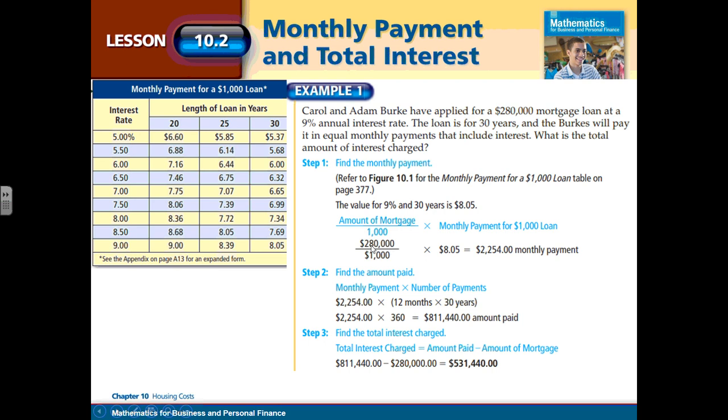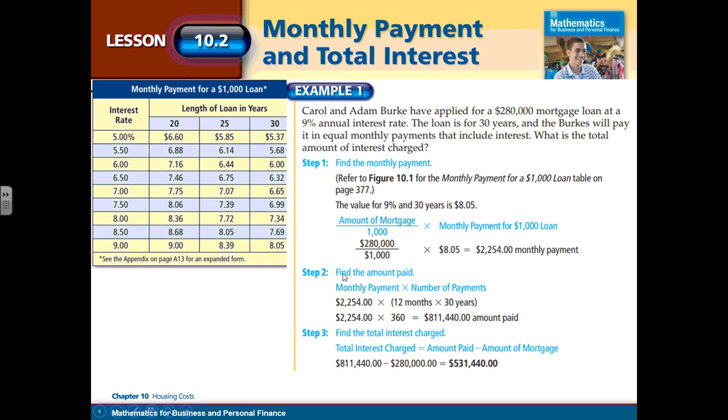$280,000 mortgage divided by 1,000 times the number from the chart. So we go 9% for 30 years. That's 8.05 is what we get from the chart. We put this in our calculator, 280,000 divided by 1,000 times 8.05. And we get that the Burkes are paying $2,254 per month. That is for this A. That's for the first part.